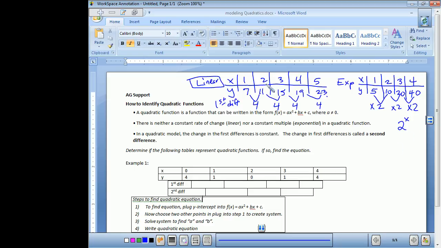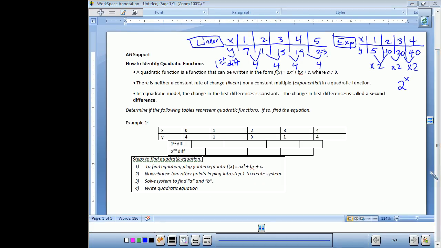Okay, so these two we've already studied. So now we're going to add to that quadratic. Now, quadratic doesn't have a common first difference like linear, but we're going to look and see what is common. So here's our first example of a quadratic. So our x's are all increasing by the same amount. Do you see that? Up 1, up 1, up 1, up 1. Okay, so let's look at this difference.